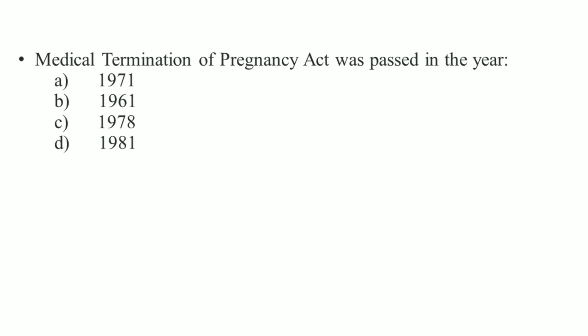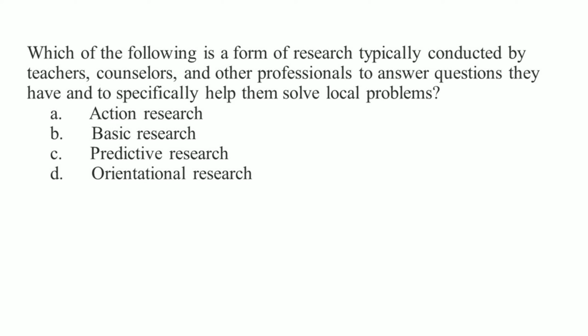Next one, the Medical Termination of Pregnancy Act was passed in the year option A 1971, option B 1961, option C 1978 and option D 1981. Answer for this question, the Medical Termination of Pregnancy Act was passed in the year 1971. Option A is the right answer. So the Medical Termination of Pregnancy Act 1971 provides for the termination of certain pregnancies by registered medical practitioners.